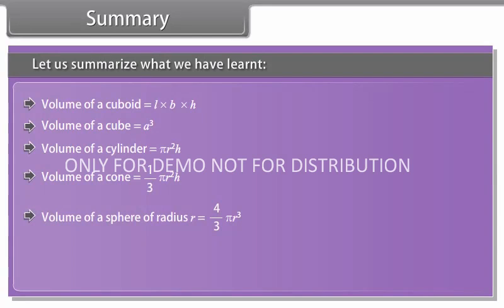Volume of a sphere of radius r is equal to 4 upon 3 pi r cube. Volume of a hemisphere is equal to 1 upon 2 into 4 upon 3 into pi r cube, which is equal to 2 upon 3 pi r cube.